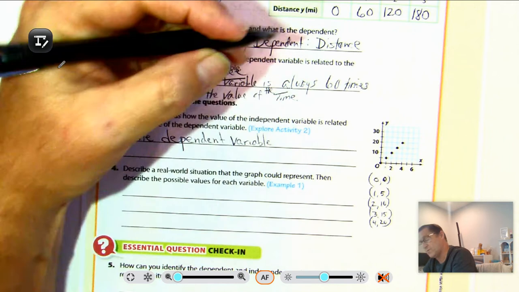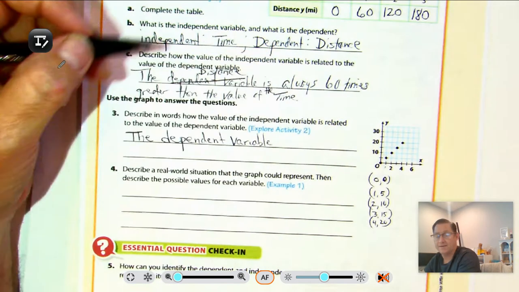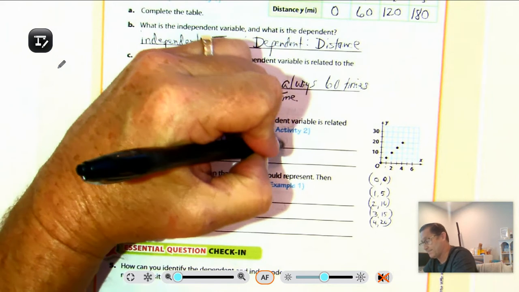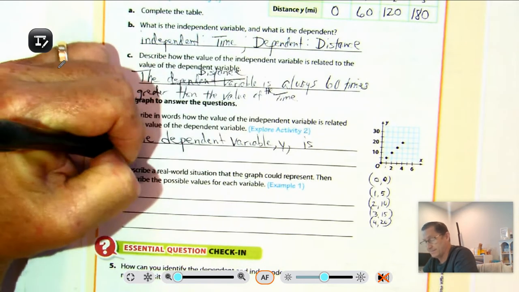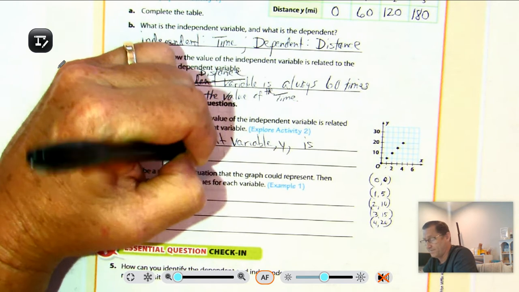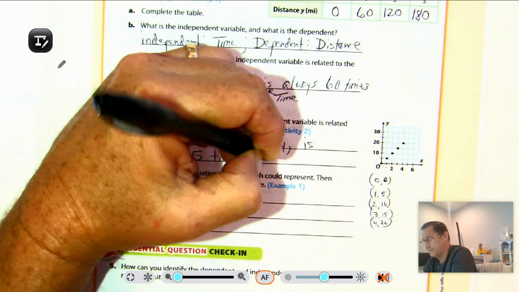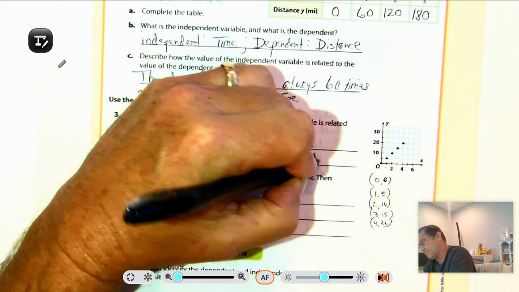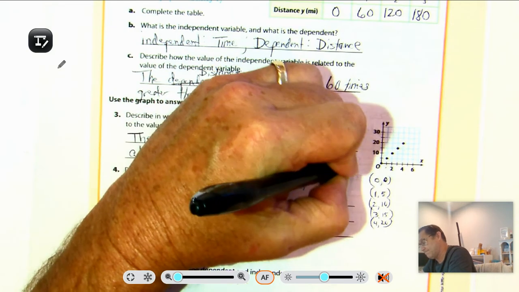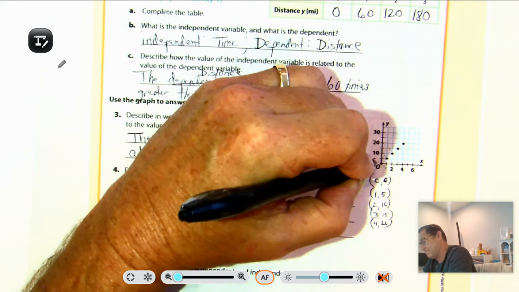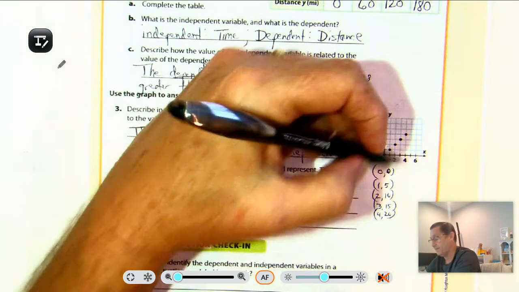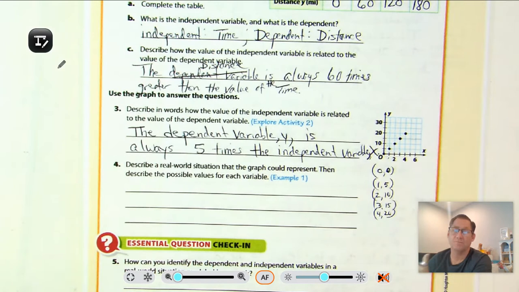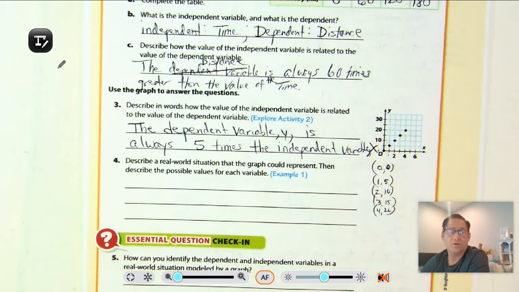Remember, the dependent variable is along the vertical axis. So the dependent variable y is always 5 times the independent variable. So whatever the value of x is, multiply it by 5. And four, describe a real-world situation that the graph could represent. Then describe the possible values for each variable.